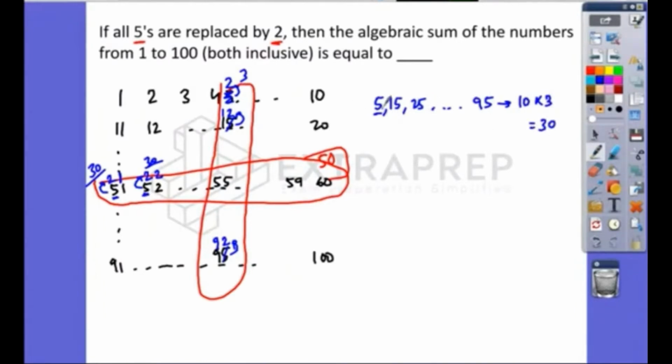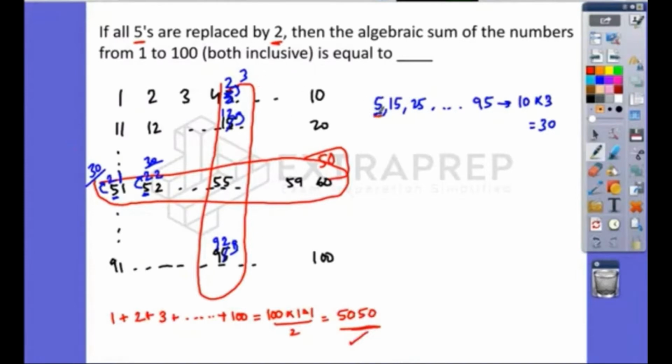Is it understood? So if you add all the numbers from 1 to 100, what is it that you get? 1 plus 2 plus 3 plus, so on up to 100. You're gonna get n into n plus 1 by 2. 100 into 101 by 2. You're gonna get the value as 5050.